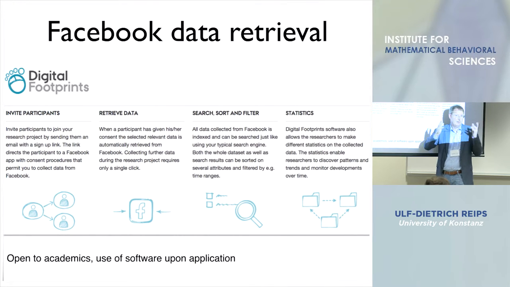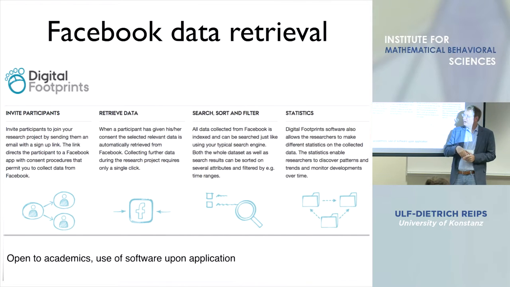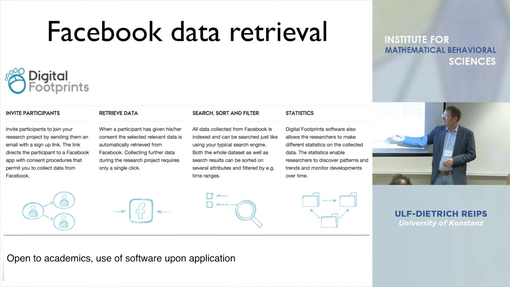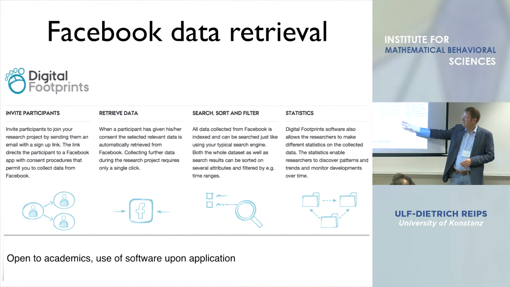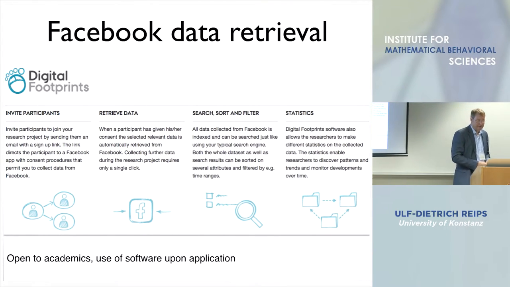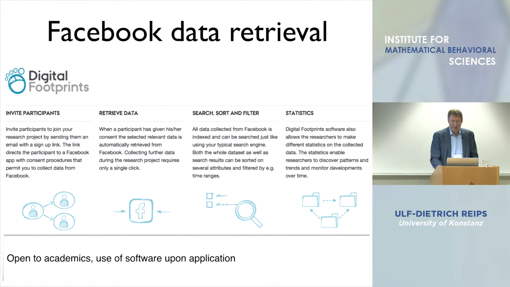You could do that like you always do in research studies, right? You find a sample and invite these people, and they would have to agree to provide their Facebook profiles basically to your research. And if they know this is only for fully academic research, they are more likely to do that, of course. And then if the participants give their consent, then the data are automatically retrieved and can then be searched, sorted and filtered, and you can do the follow-up statistics. And this service is open to everybody who is a full academic.